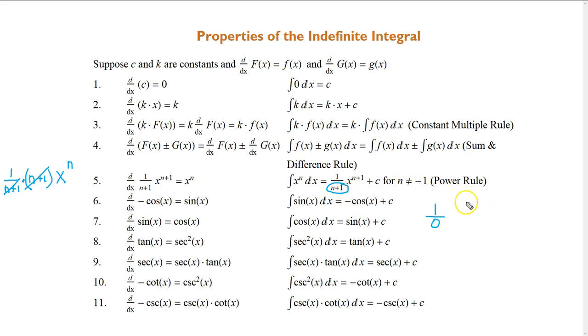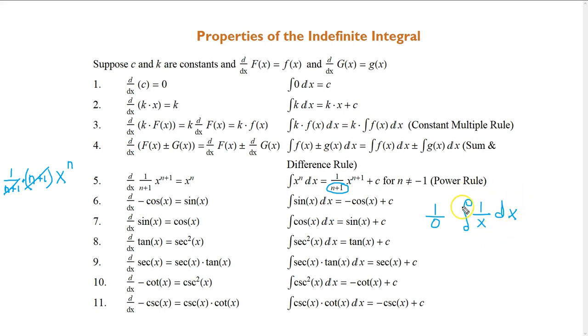So in other words, we really don't have a nice rule for what is the antiderivative of x to the negative 1, which is 1 over x. So we don't have a nice rule for what the antiderivative of x to the negative 1 is. Well, we do have a workaround for that.